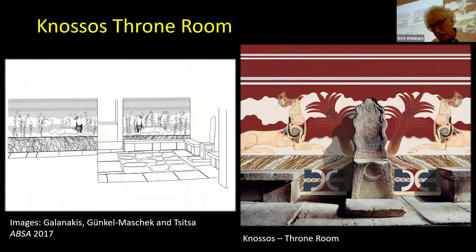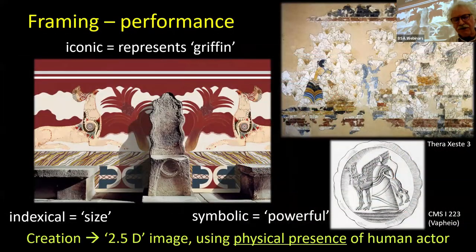Here, the placement of griffins, heraldically flanking both the inner entrance, which you see on the left, and the inner entrance to the room and a throne, in inverted commas, itself. The structure is the movement and performance. In subsequent positions, the scene is only completed by the physical presence of a human actor seated on the throne. The total composition effectively becomes a relief image, like the relief frescoes also attested at Knossos, in which a two-dimensional wall painting becomes a two-and-a-half-dimensional relief image when the human actor is actually in place.